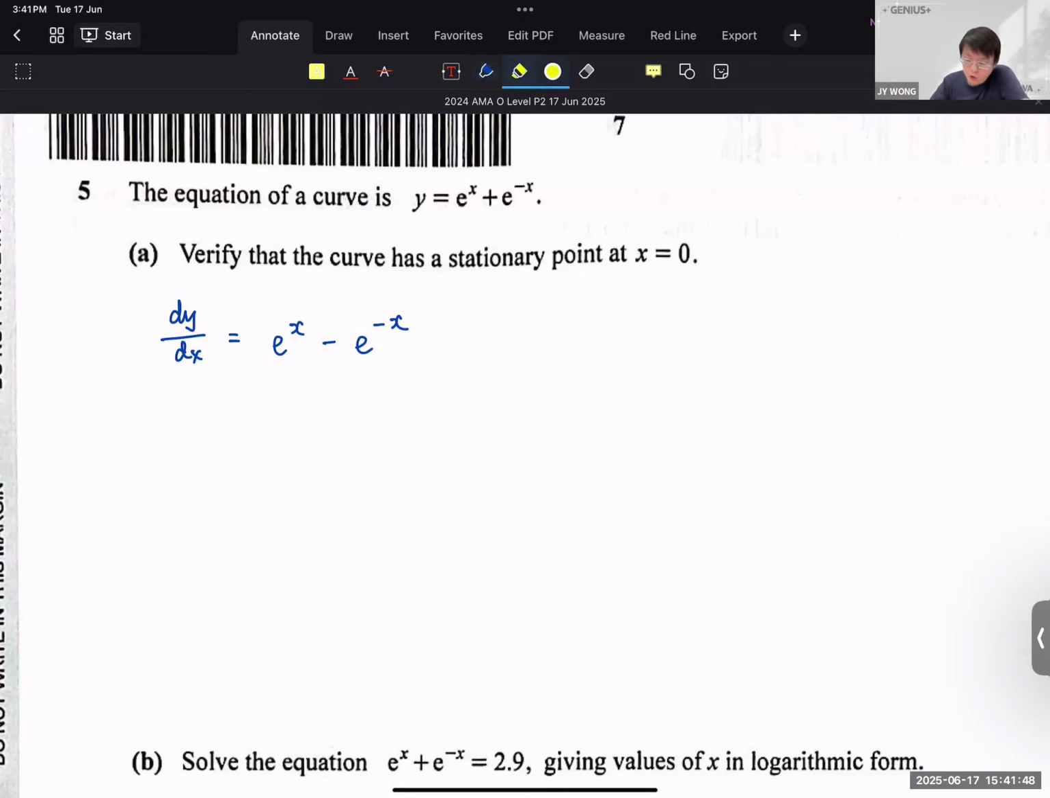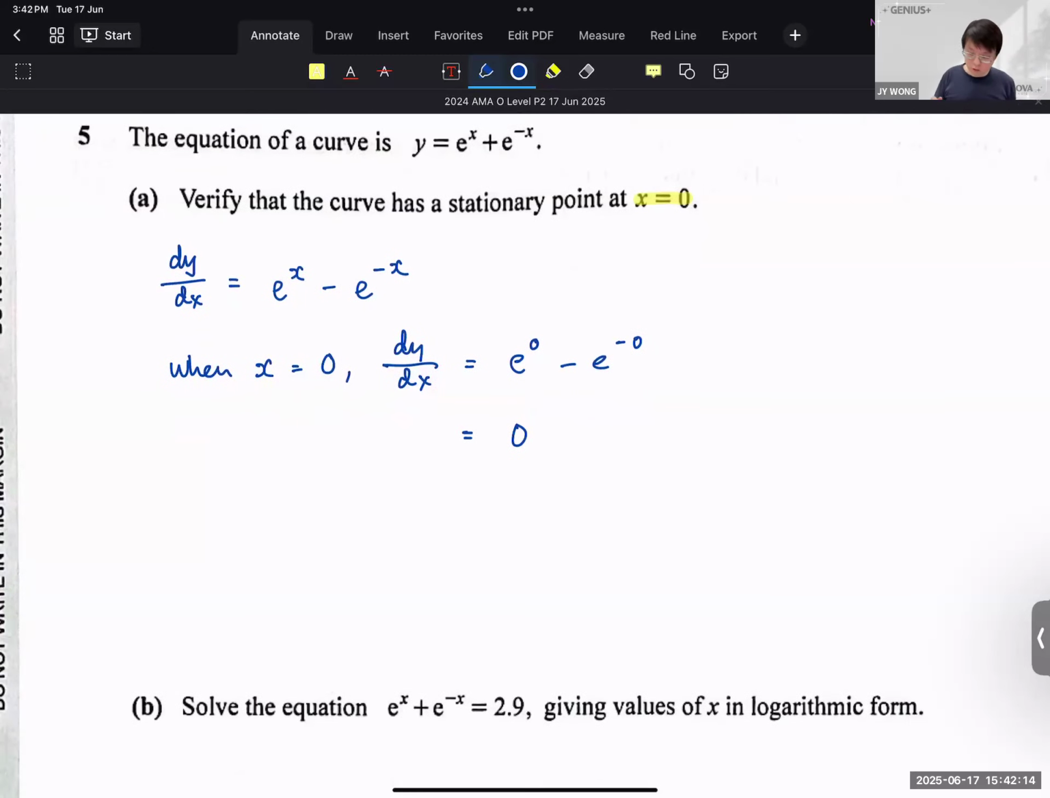Verify that it has a stationary point at x equals 0. So you just tell me when x equals 0, dy dx is equal to e to the power of 0 minus e to the power of negative 0, which will give me 0, right? 1 minus 1 equals 0. Okay, then write the explanation.